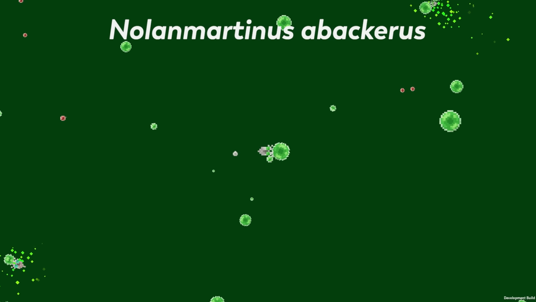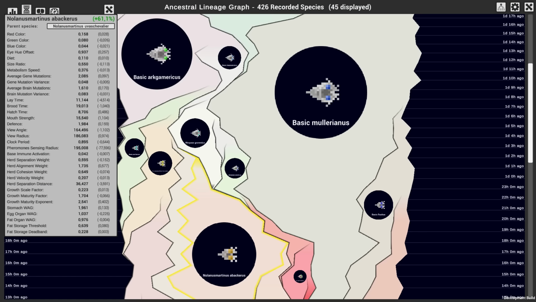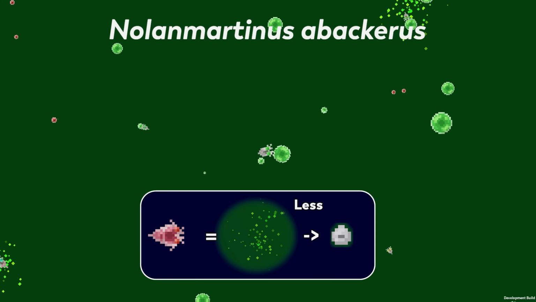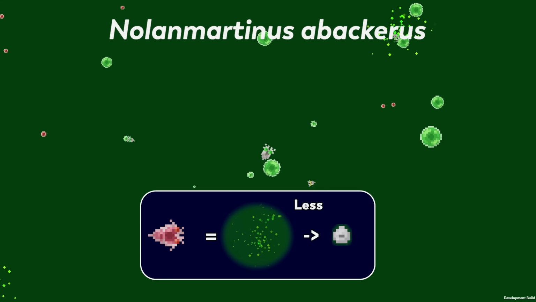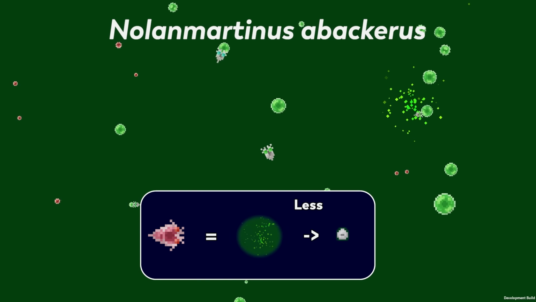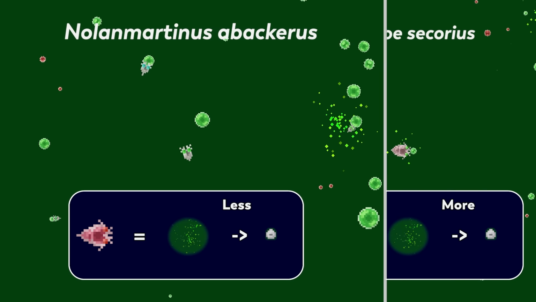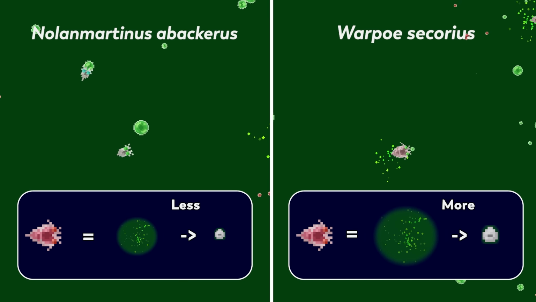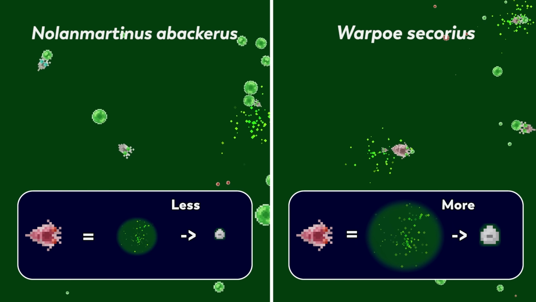Nolan-Martinus abacarus, the prominent species with a far bigger share of the environment, got a random mutation that prevented the production of green pheromone that they relied so heavily on when seeing red pigmented Bibites, while the far more modest Warpoe got the opposite adaptation, increasing production when seeing red.